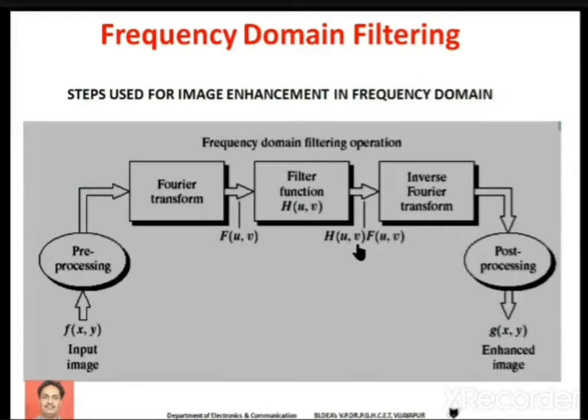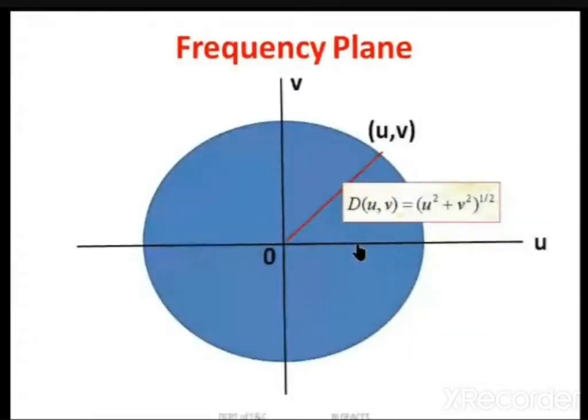So h of u comma v is the transfer function of the filters. Again, in the frequency domain, we have different filters. We are going to study the transfer function of the filters and how they behave, that is, the characteristics of the different frequency domain filters. Next, here we have the frequency plane.